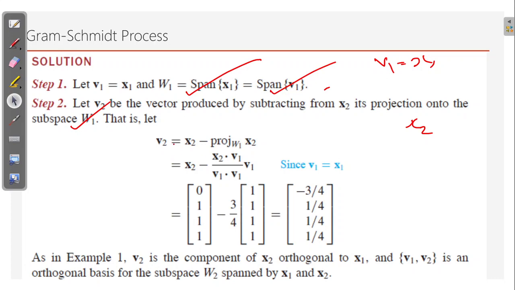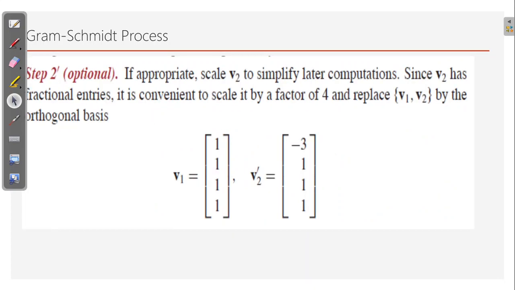So the formula of this V2 will be like this: V2 equal to x2 minus projection of x2 onto the subspace W1, right? So we will get this V2 equal to minus 3 by 4, 1 by 4, 1 by 4, 1 by 4. And to reduce the complexity, I am multiplying this V2 by 4, and that's equal to V2 dash. So you will get V2 dash as this: minus 3, 1, 1, 1.